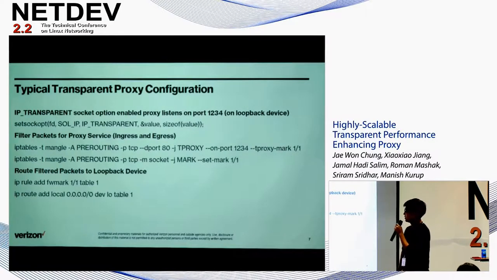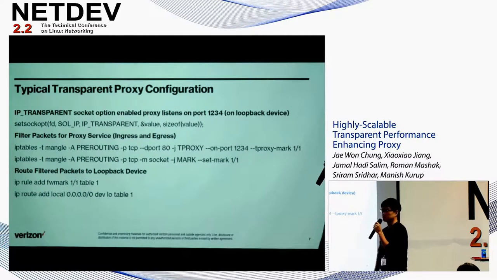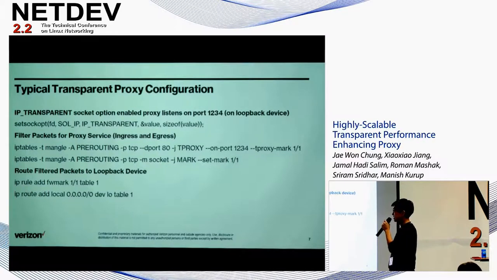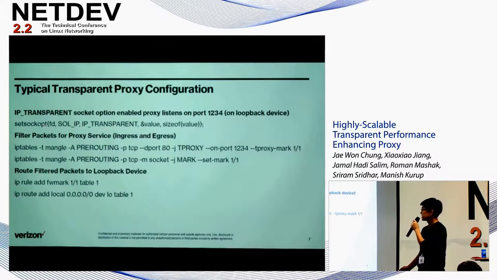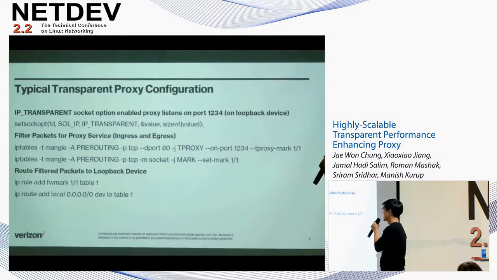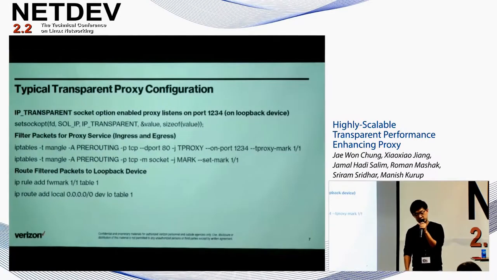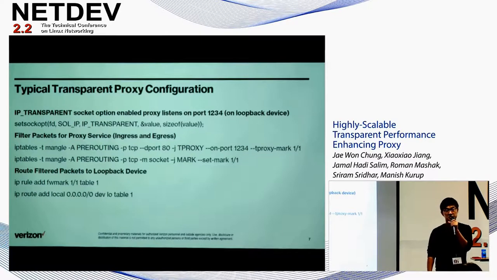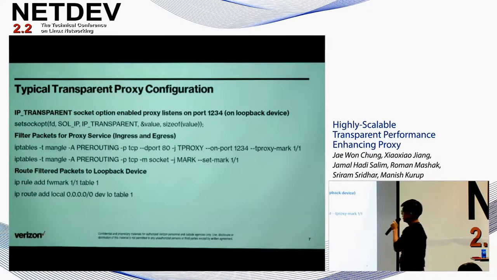Okay, so a typical transparent proxy configuration. If you Google how to configure a transparent TCP proxy, you're probably going to see this. The basic thing is, first of all, you have to set the IP_TRANSPARENT socket option, so that it will accept the packet even though the destination IP is not towards me. So it will only use the port number to accept the packet.